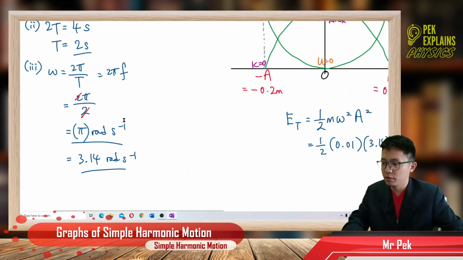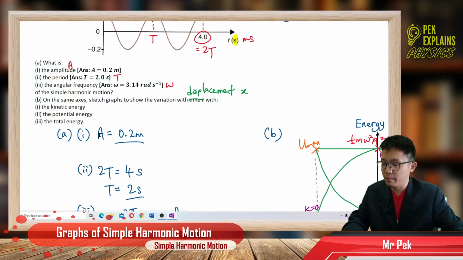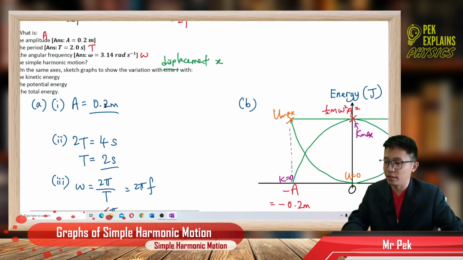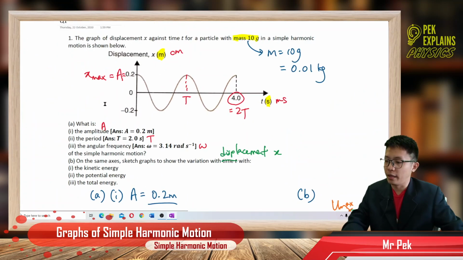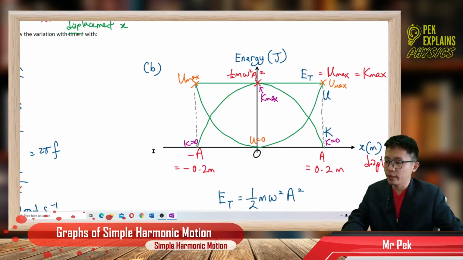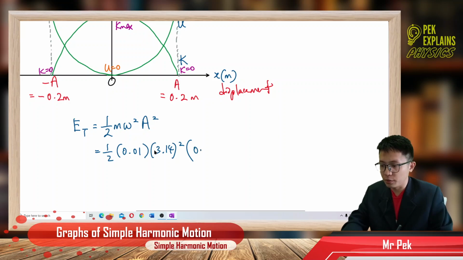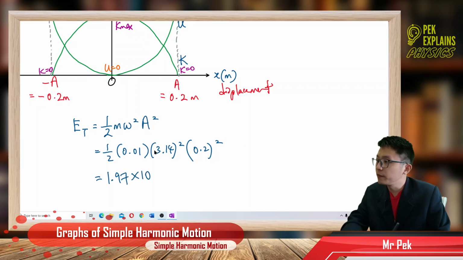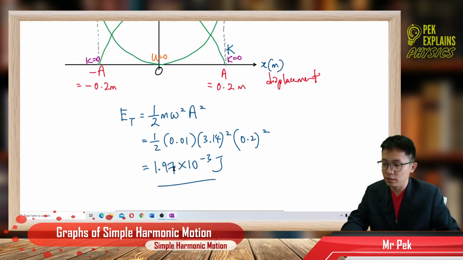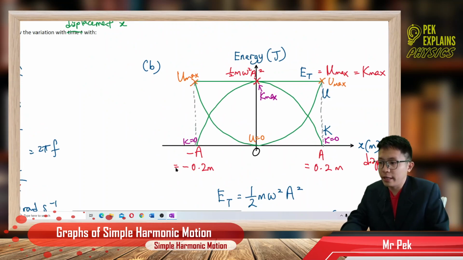Do we have the amplitude? Yes, the amplitude in SI unit, meter also, not cm. So the amplitude is 0.2, just put 0.2 squared. What's our answer? 1.97 times 10 to the negative 3 joule. Yes, that's our total energy.